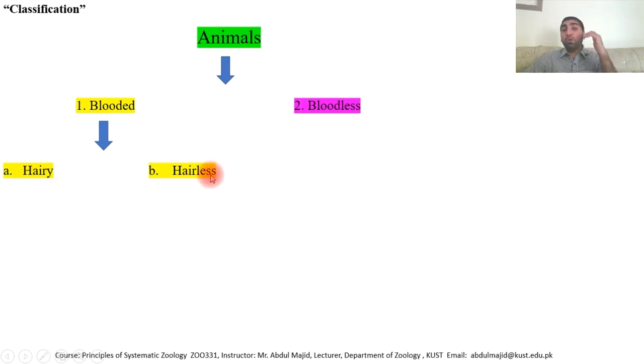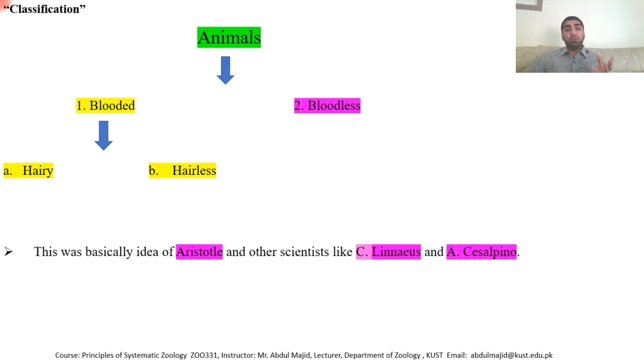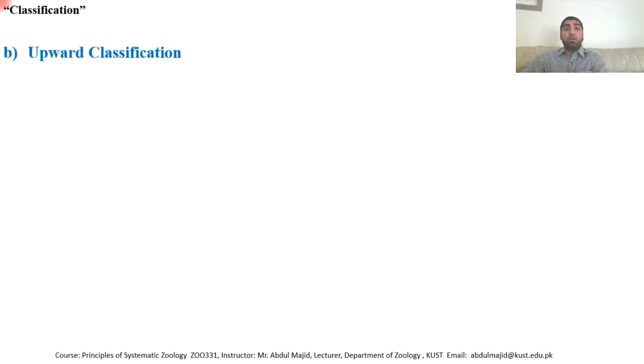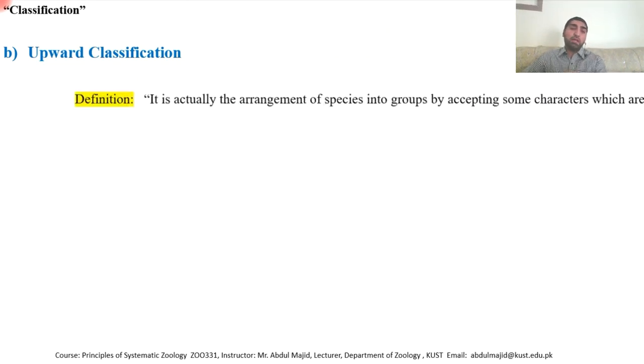This division was on a logical basis at the time of Aristotle and some other scientists. So this was basically the idea of Aristotle and scientists like Carl Linnaeus and Andrea Cesalpino. These were the scientists who had this idea of downward classification. Now let's talk about the upward classification. In practice we use upward classification, not the downward classification, which was very primitive.